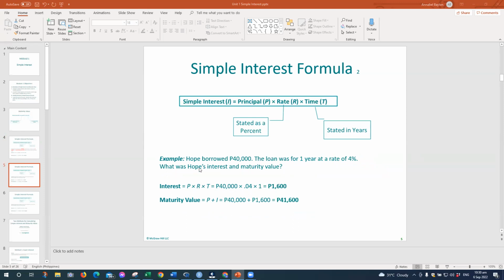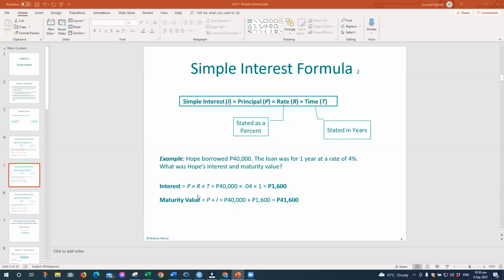All right, so what's this one? Hope borrowed 40,000. The loan was for 1 year at the rate of 4%. So same rate, but this time the term is now 1 year. Okay, so what will be the difference?